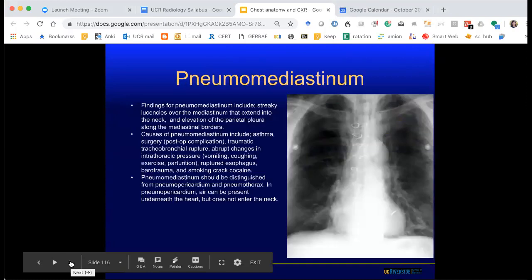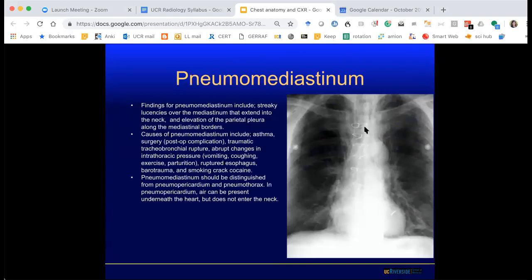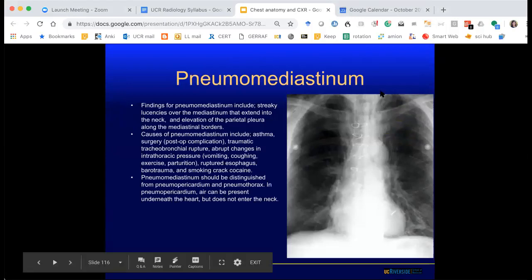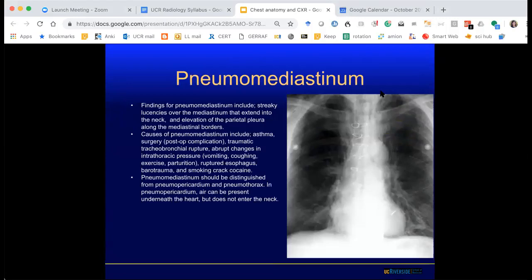So here we have a chest radiograph, so no lines or tubes. There's clips here, and the patient probably had a CABG. There's clips along the mediastinum. Lungs are clear, and then you look at the mediastinum. What do you think about the mediastinum? Normal?